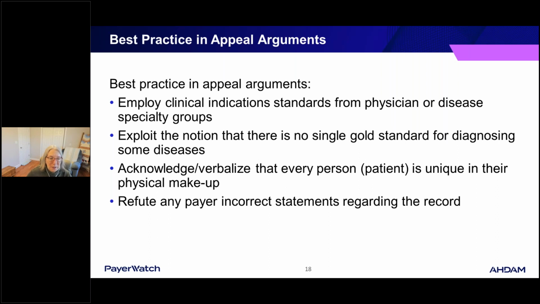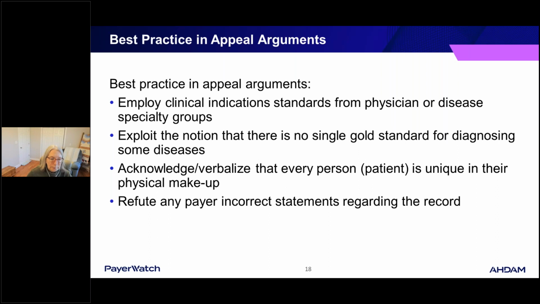So when you're thinking about appealing clinical validation denials, you can employ clinical indication standards from physician or disease specialty groups. So we're going to talk about that, like KDIGO. I know you guys are probably all familiar with Pinson and Tang. They publish a lot of clinical validation. I think they have a book that they put out every year. So that's what I'm talking about when you're looking at physician or disease specialty groups that publish standards for diagnosing particular disease states.